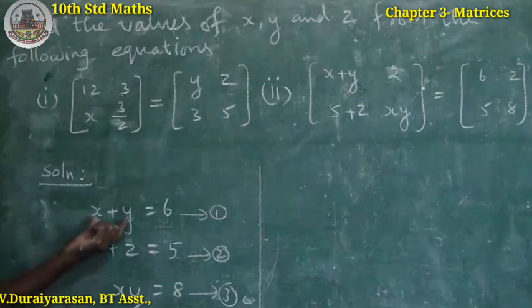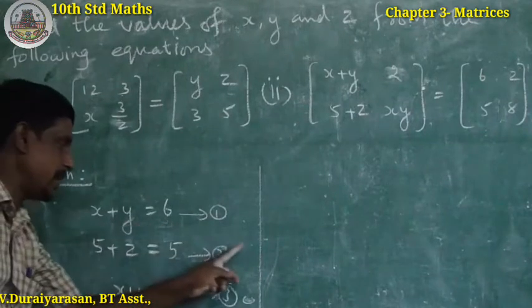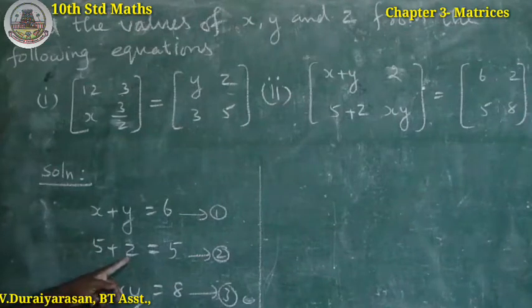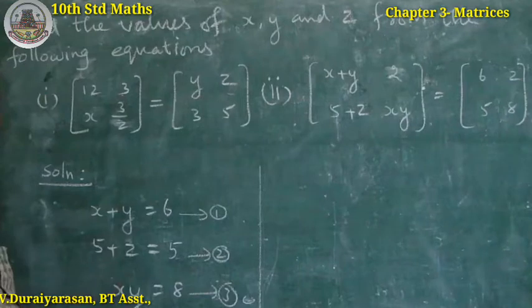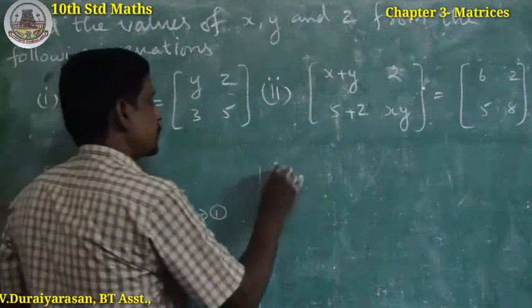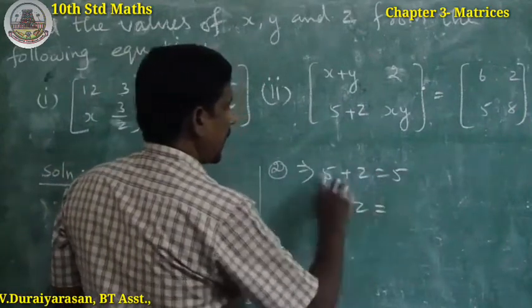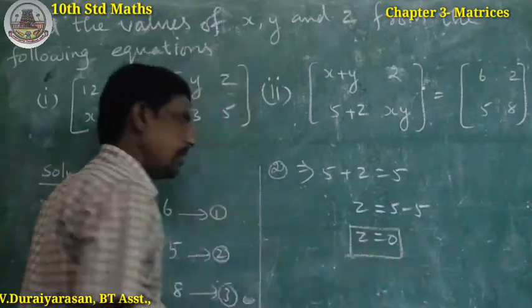Right? Sum of the two variables is equal to 6. Here only one variable, 5 plus z equal to 5. So first solve the second equation. Immediately find the value of z. Then apply the another two equations. Okay. 2 implies that 5 plus z equal to 5. Transpose of 5, 5 minus 5. Z equal to 0.